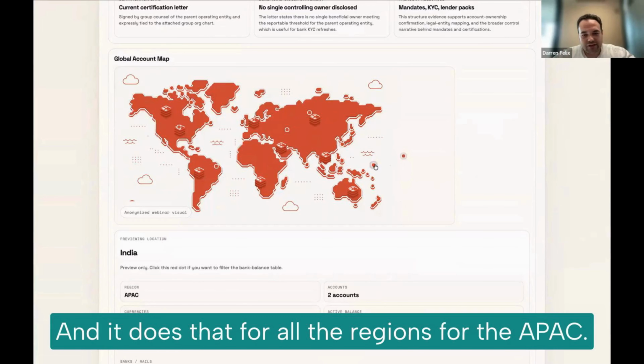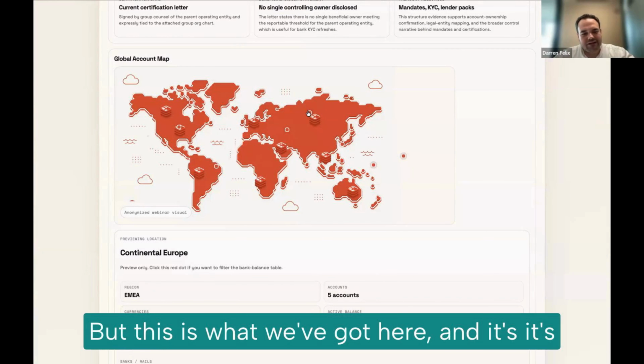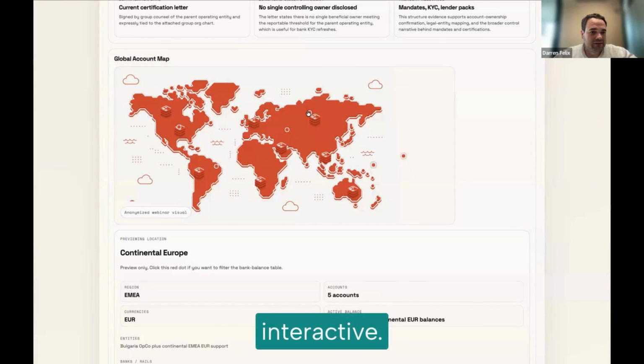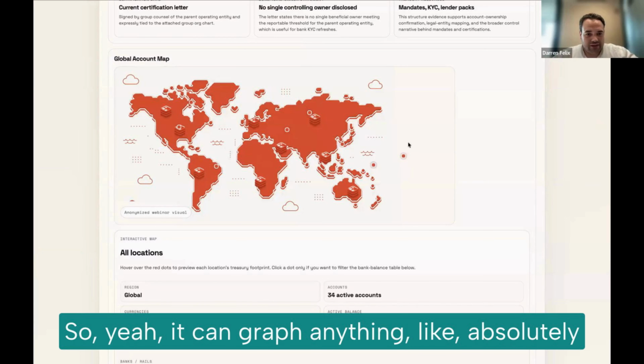And it does that for all the regions, for the APAC. Obviously, it's not 100% accurate, but this is what we've got here, and it's interactive. So it actually keeps people engaged in what they can see and what they can do as well. So yeah, it can graph anything, absolutely anything.